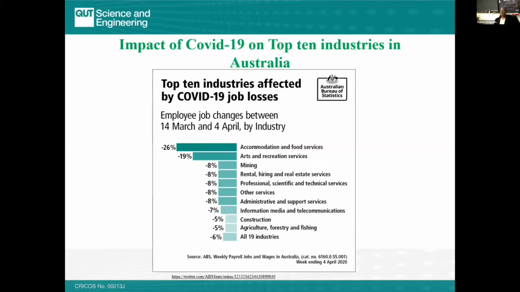If you see the top 10 industries affected by COVID-19, the biggest sector which is badly impacted is accommodation and food services. You can see this is across the globe. Tourism is part of that. Then come recreational services, mining, rental cars, professional services, etc. You can see there's no sector which was untouched by COVID-19, but these top 10 sectors are the ones most badly impacted. All the information I'm providing here is given by the Australian Bureau of Statistics.